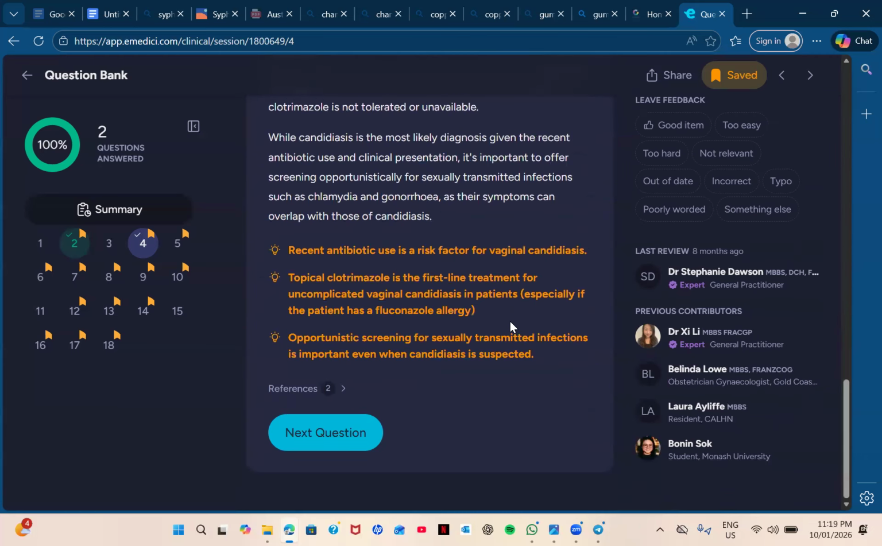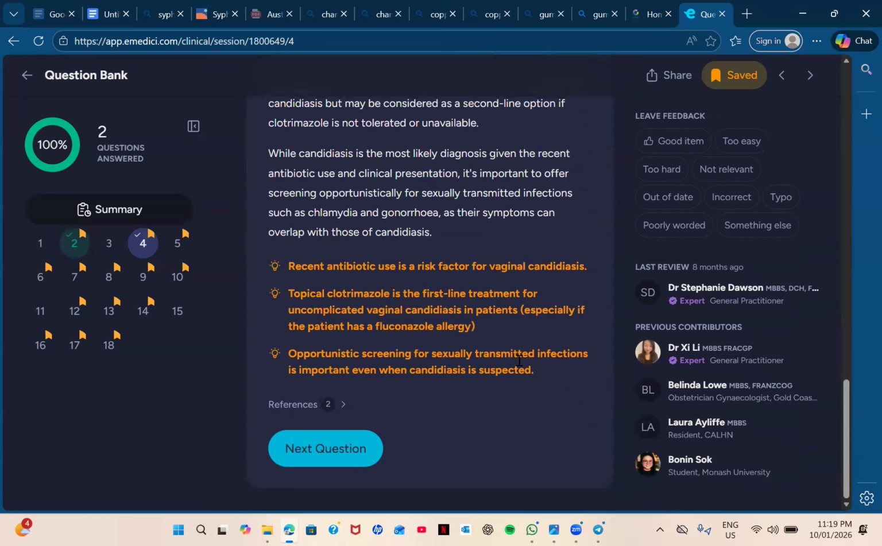Okay. Then, what is the risk factor here? Recent antibiotic use is a risk factor for vaginal candidiasis here. And topical clotrimazole is the first line treatment for uncomplicated vaginal candidiasis.